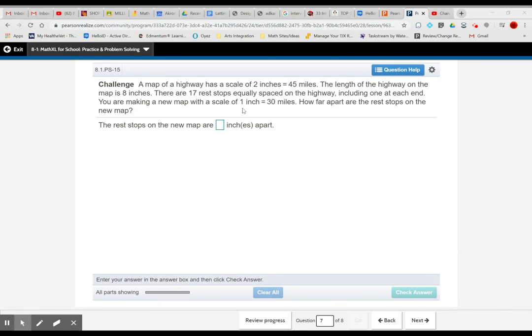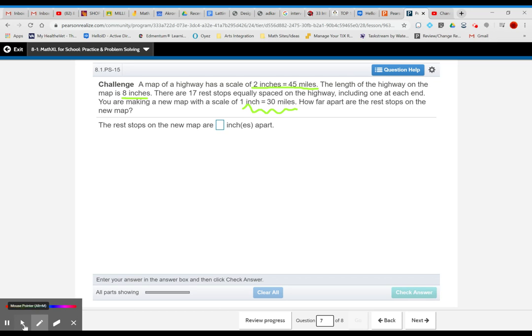A map of a highway has a scale of 2 inches to 45 miles. So that's something I'm probably going to want to know. And the length of the highway on the map is 8 inches. There are 17 restaurants equally spaced on the highway, including one at each end. You are making a new map of a scale. Oh, look at this, a new map, and we're going to be changing it to this. So how far are the restaurants on your new map?